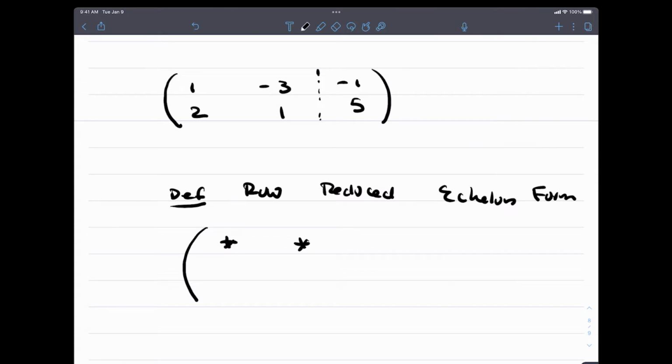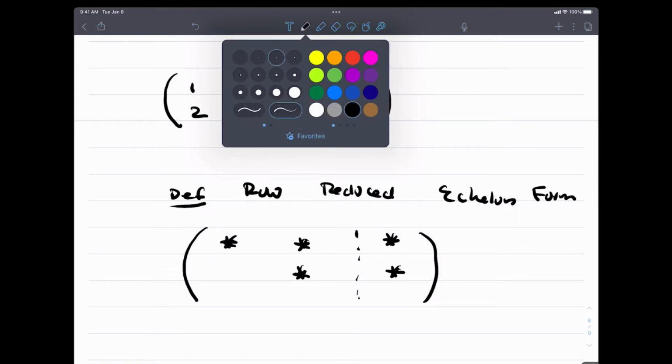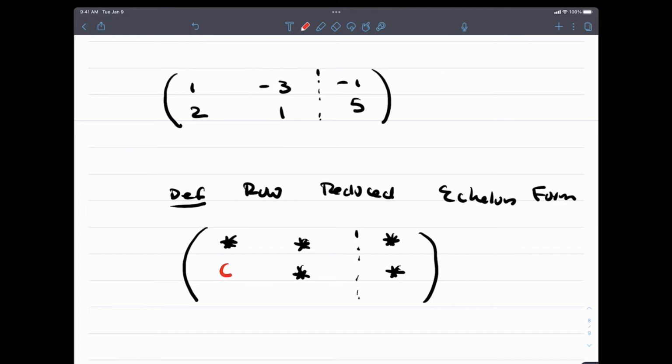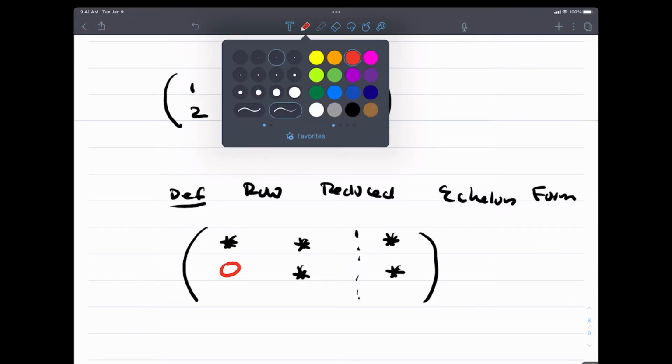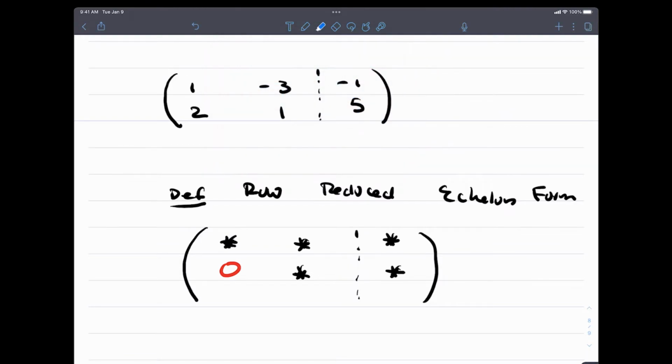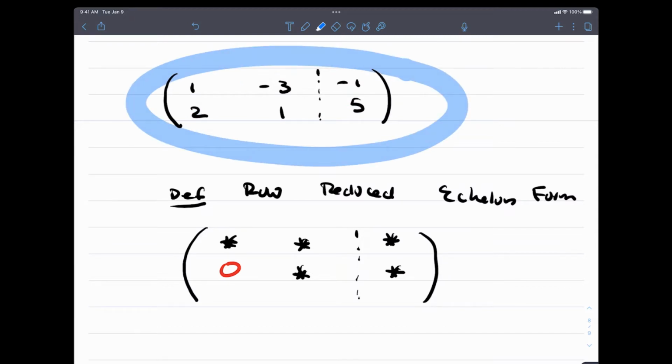I'm going to put an asterisk. That's an asterisk. Asterisk, asterisk, asterisk, asterisk. But here, I'm going to put a 0. I want a 0 there, ladies and gentlemen. You want to know something here? Your game plan is this. You're going to take this original matrix. This is the game plan, ladies and gentlemen. And you're going to try to write this in a row-reduced echelon form.